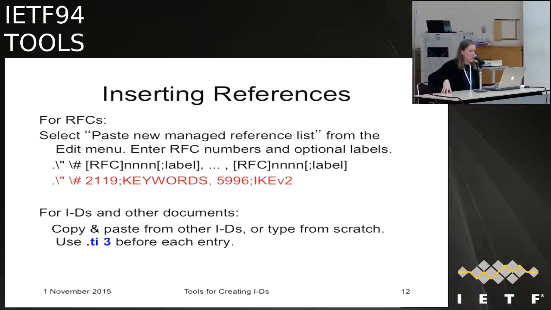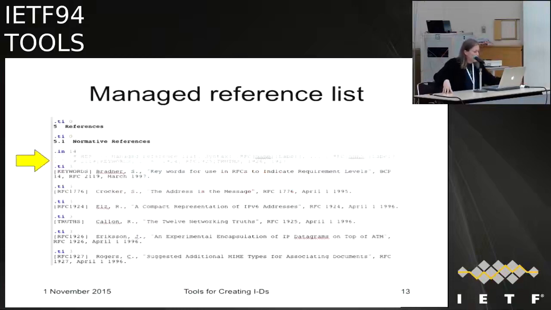So this is the screenshot of the managed reference list. You can see at the top it's in an INROF comment that's ghosted out, so it's hard to see on this slide, but basically as the author you just put in a list of RFC numbers and optional labels, and then INROF edit is creating everything below the yellow arrow, so it's automatically creating the reference entries, which is nice.